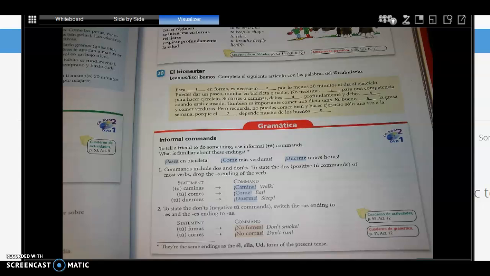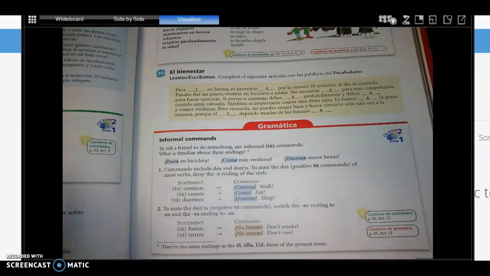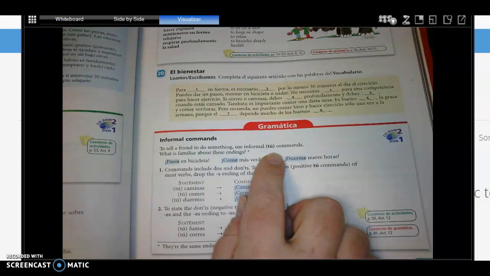Okay, we're going to talk about informal commands. These are for regular ones. We'll talk about the irregular ones later, but this is for regular informal commands. So basically, most of the time when you give a command, you'll be speaking in the informal tú, because we don't tend to give commands to people that are above us. Now, you might give a command in the usted occasionally, but for the most part, you're going to be using the informal tú. So we're going to be talking about how to give those commands.